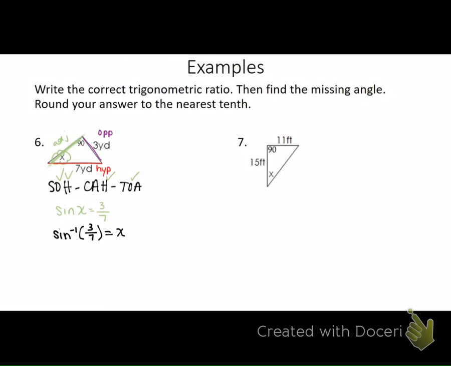Kylie, what do you get? 25.38 with the little circle. So that's 25.4 because we're rounding to the nearest tenth. And the little circle is a degree symbol.